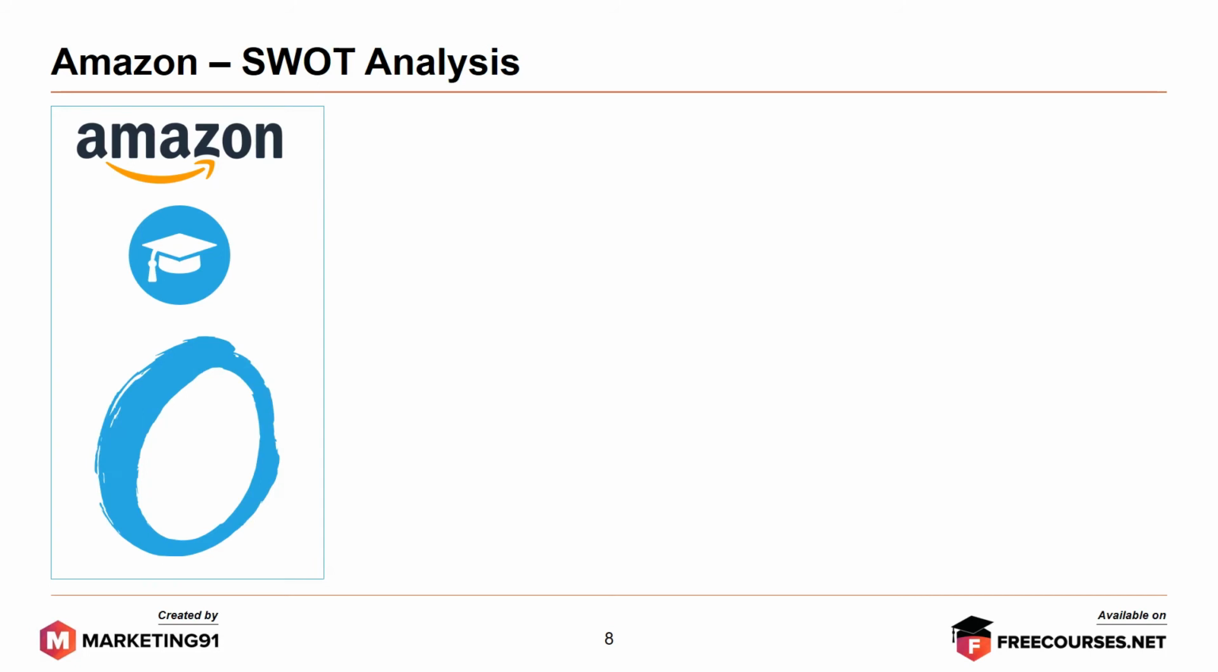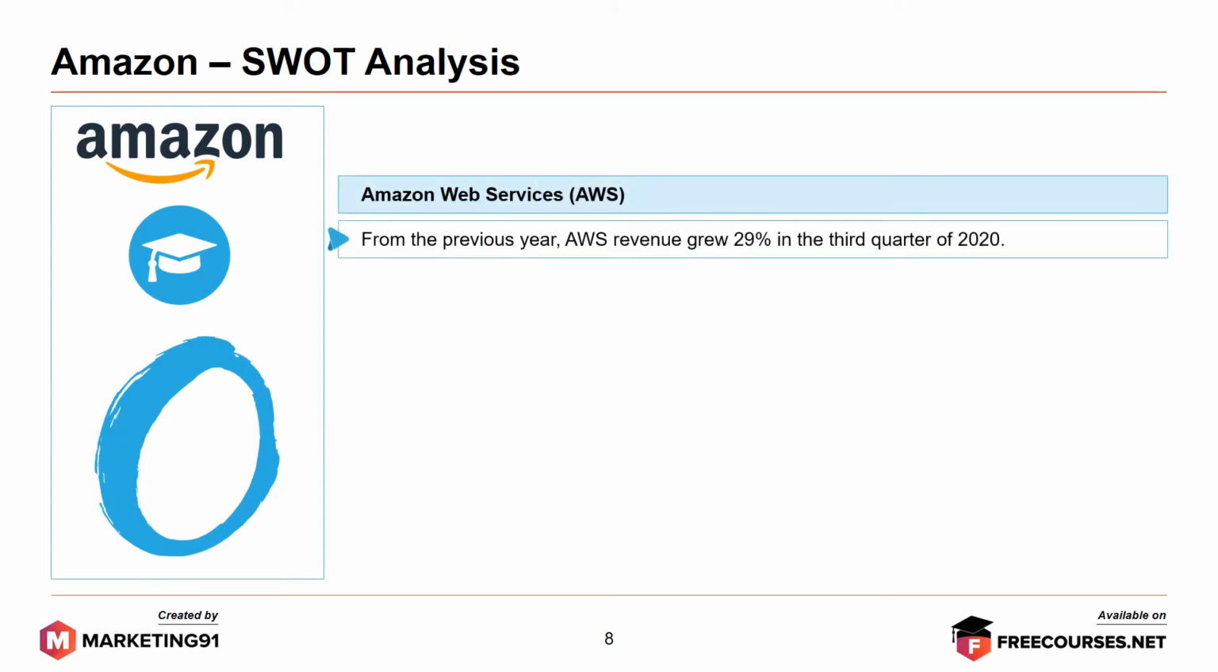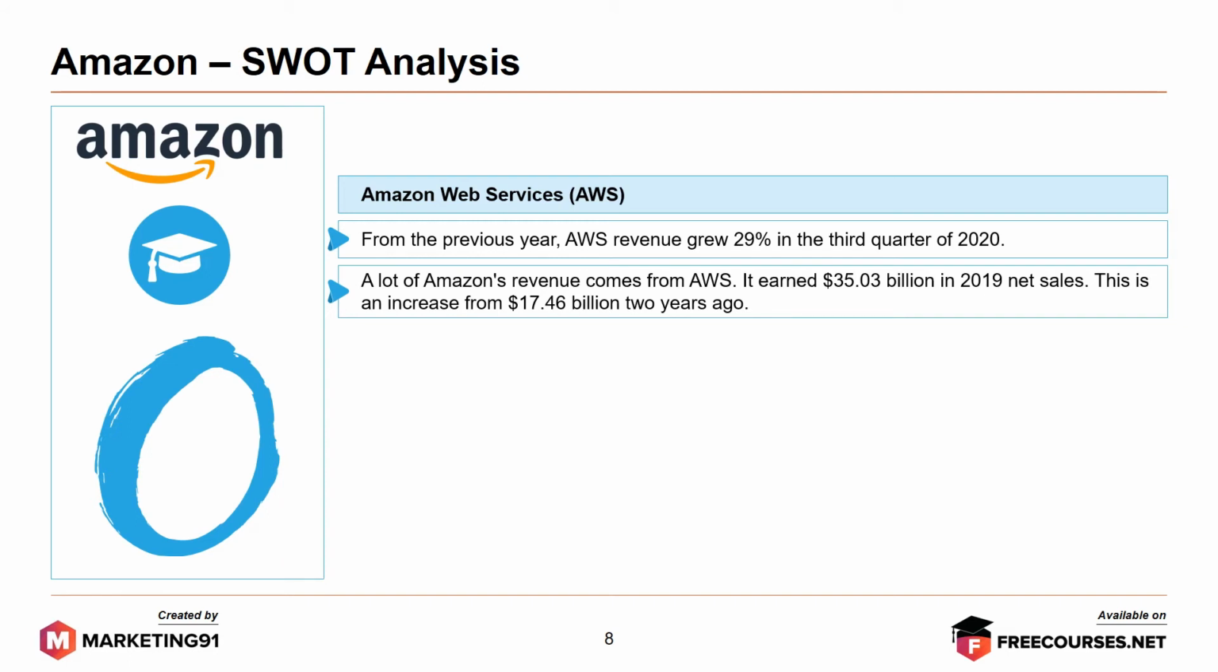Moving on to the opportunities, the first being Amazon Web Services. From the previous year, Amazon Web Services revenue grew 29% in the third quarter of 2020. A lot of Amazon's revenue comes from the web services. It earned about $35 billion in 2019 net sales. This is an increase of $17.4 billion from 2 years ago.